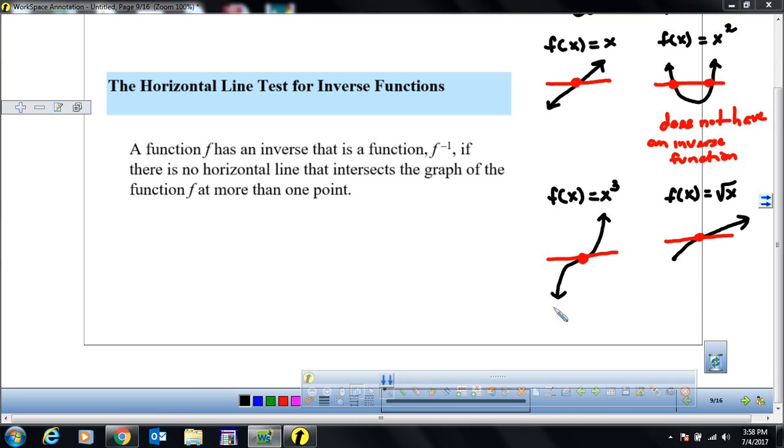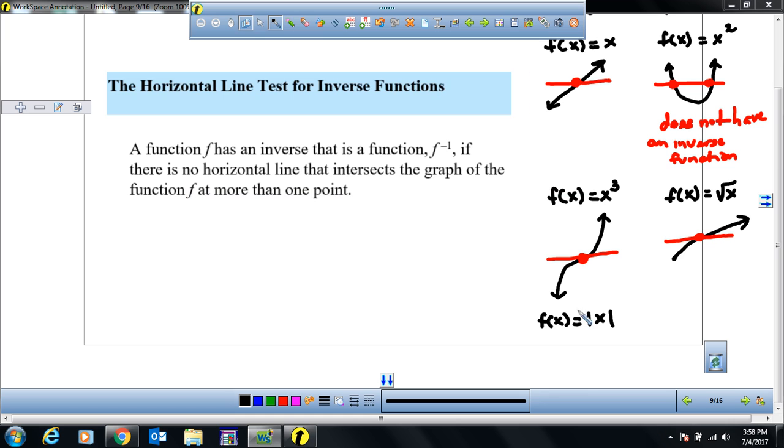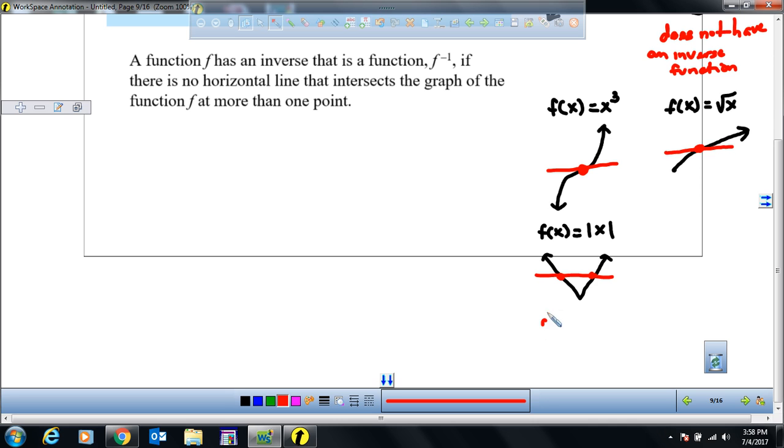And there are two more that we cover, well, three more. Absolute value of x. That one creates the shape of a V. So what can we say about this one? If I do a horizontal line test, that one does not have an inverse function.